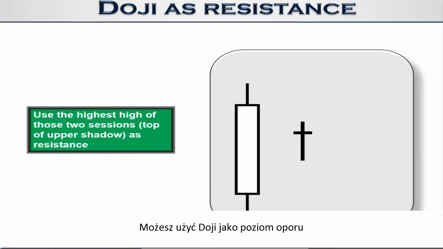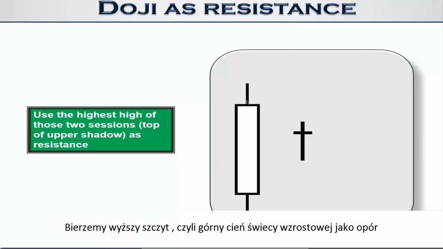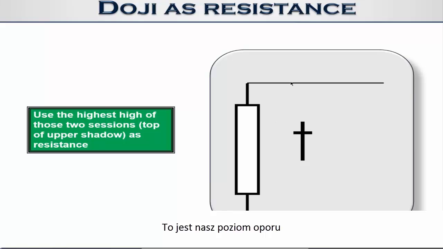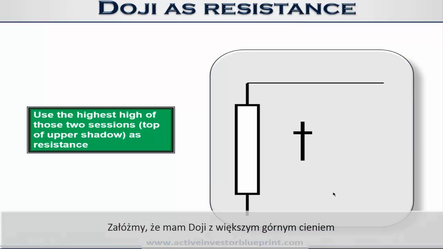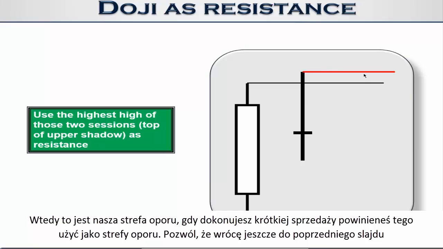You could use the doji as resistance. So what you do is you take the highest high of the two shadows, in other words, the candle line before the doji, and the doji, whichever one has the higher high becomes resistance. So based on this becomes our resistance area. But let's say we have a doji with an upper shadow that goes to here. That then becomes our resistance. So if you are doing a bearish trade, a short trade, you should use this as resistance.